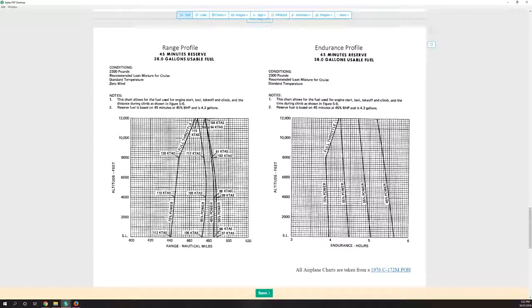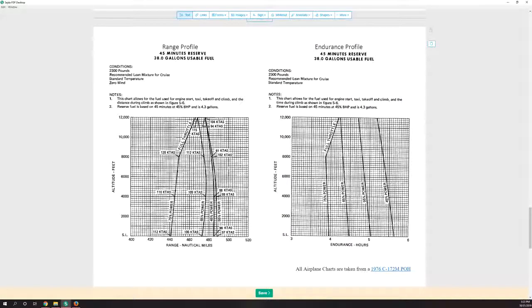Once again, we're kind of right here, and we're almost 4.5 hours of endurance. I guess that would be 4.5. So we're probably 4 hours and 25 minutes of fuel. And both of these assume that we still have some amount of reserve of 4.3 gallons.